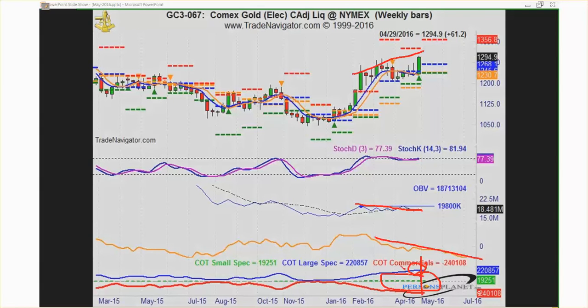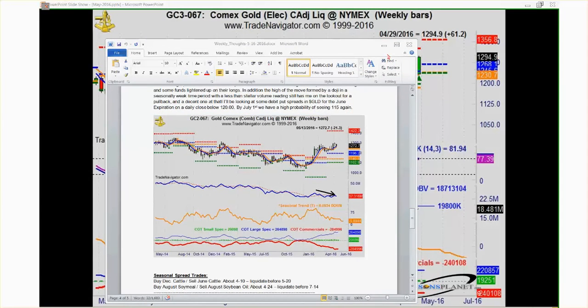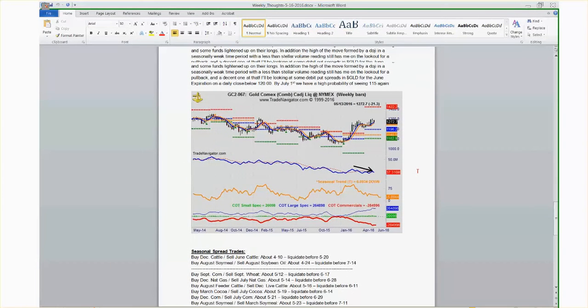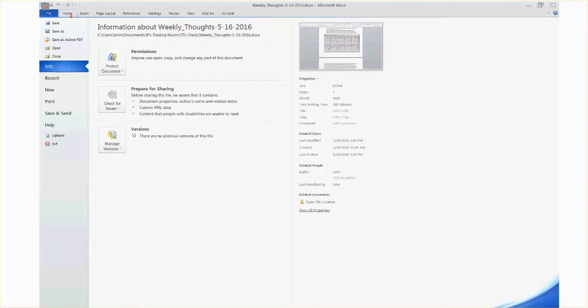And what's interesting is that one of my comments that we put out when I did this, I want you to read something, because you see this chart actually comes from not just a presentation, but here is one of my weekly thoughts. Look when this came out, 5/14. So this is not new, right? So this hasn't been altered, right?